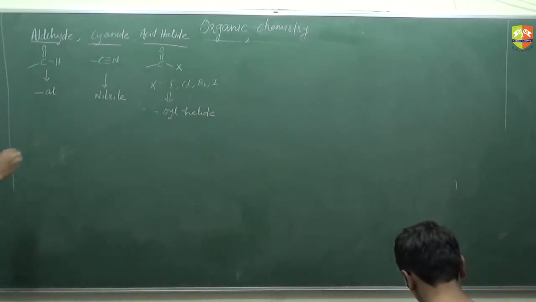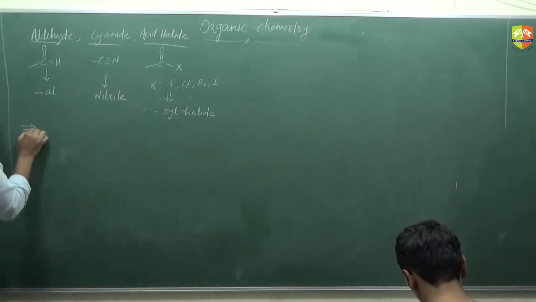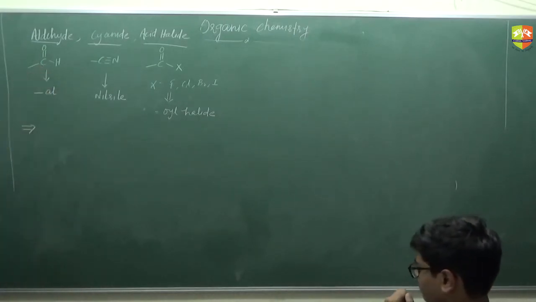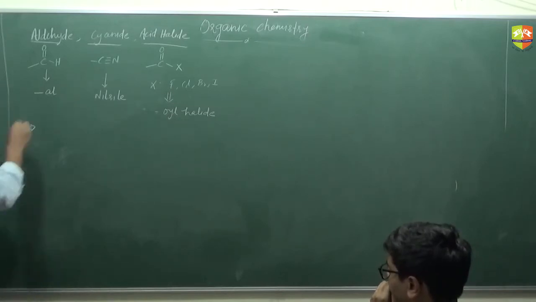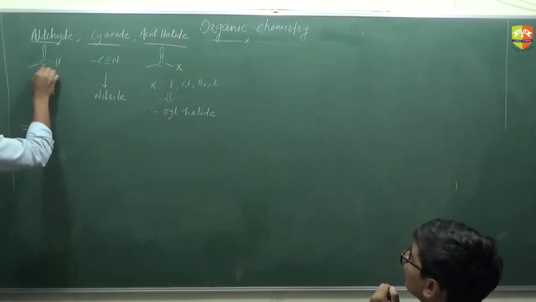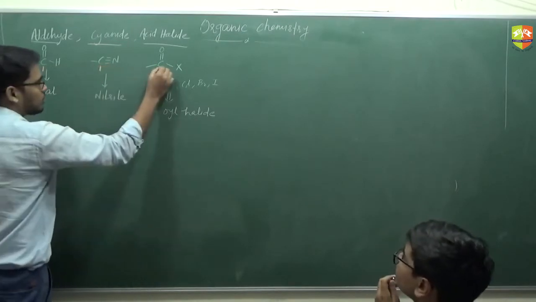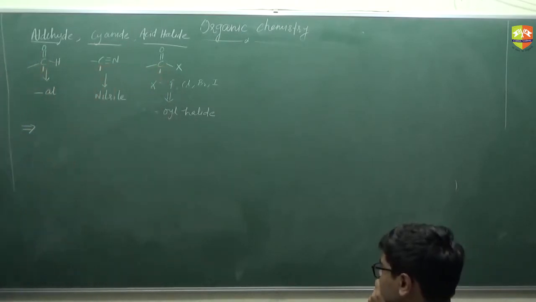Now, why are we doing this together? Because in all these functional groups, we always include the carbon atom of the functional group in the parent chain, and we start the numbering from this carbon itself. So the position of this carbon is always first whenever it is present in the molecule.